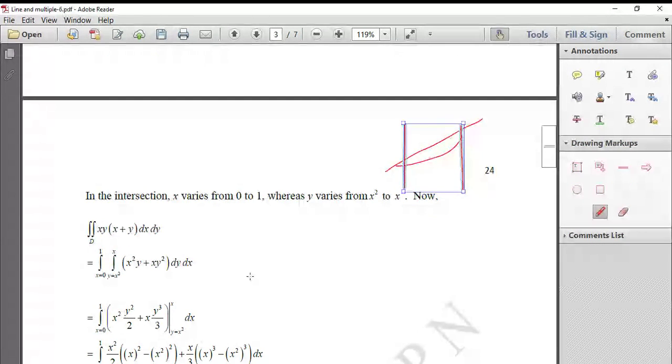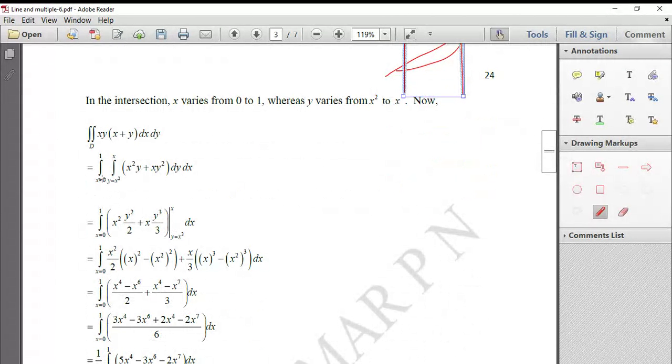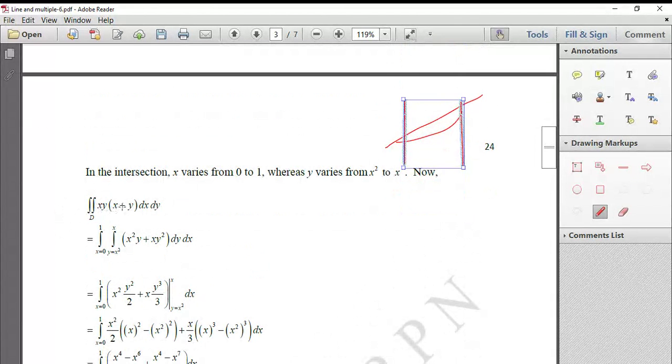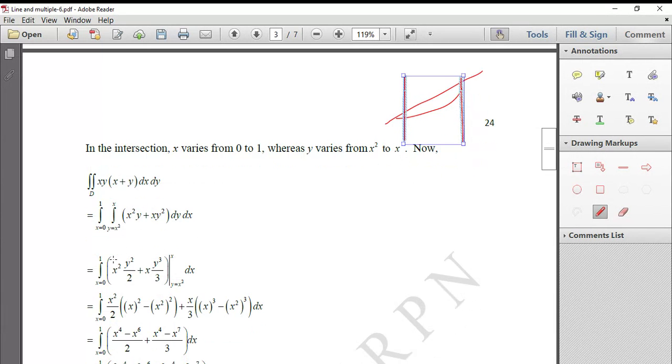So, what is the limit for x? x varies from 0 to 1, y varies from x square to x. Now multiply these two. xy into x is x square y plus xy into y is xy square. Since we are having y as a function dependent on x, we have to integrate with respect to y first. Right? Let us integrate this one. How?